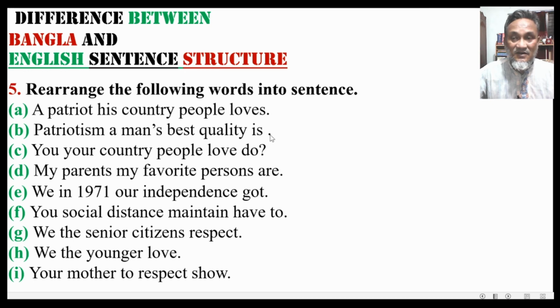All these sentences are written according to Bangla sentence structure. Let's transfer all these sentences into English sentence structure. Pause the video, answer your question. After finishing your answer, run the video and compare your answer with my answer.